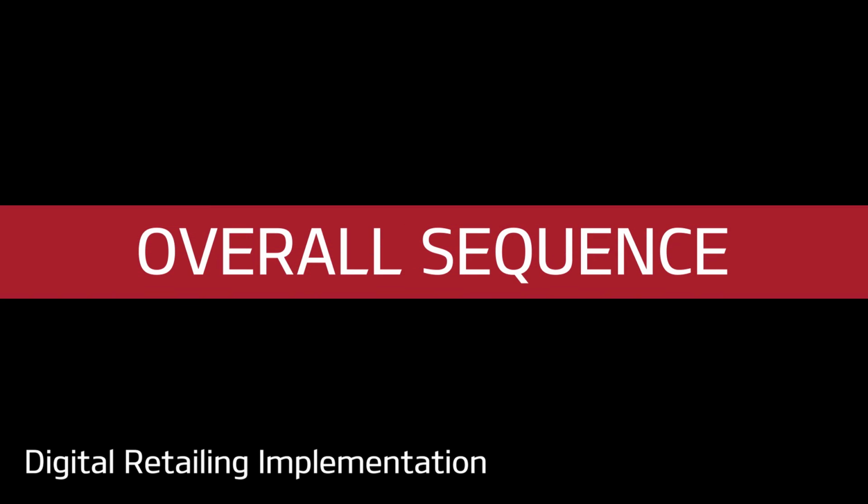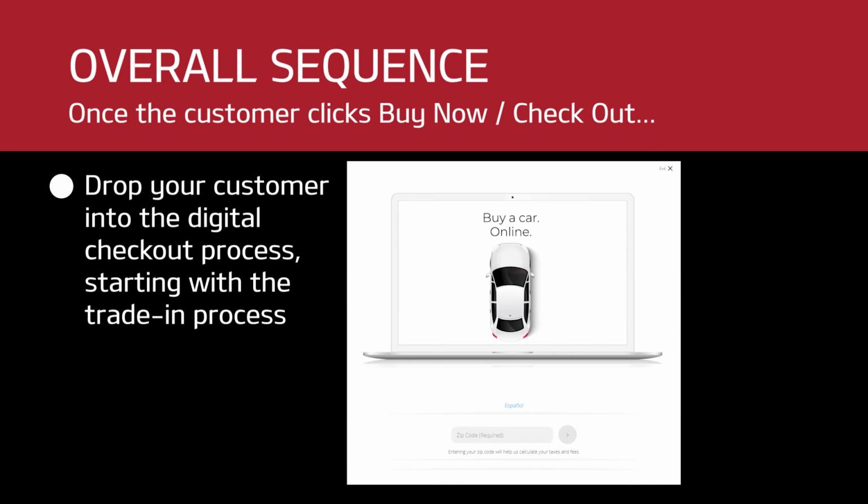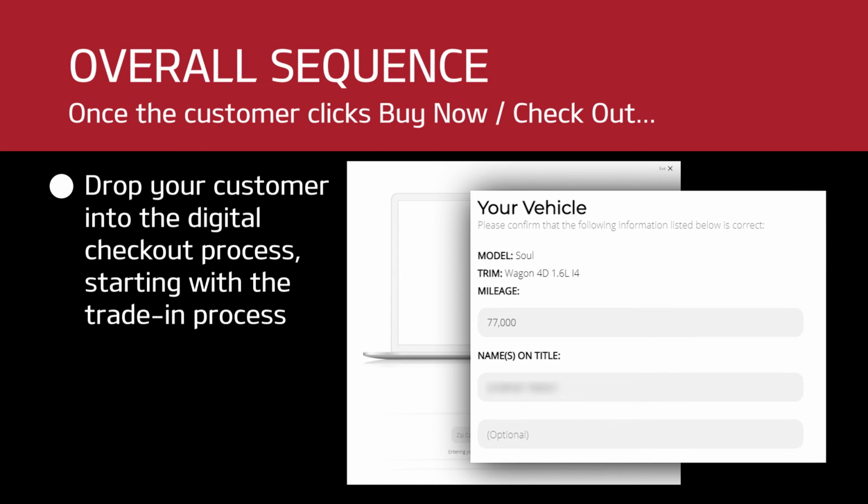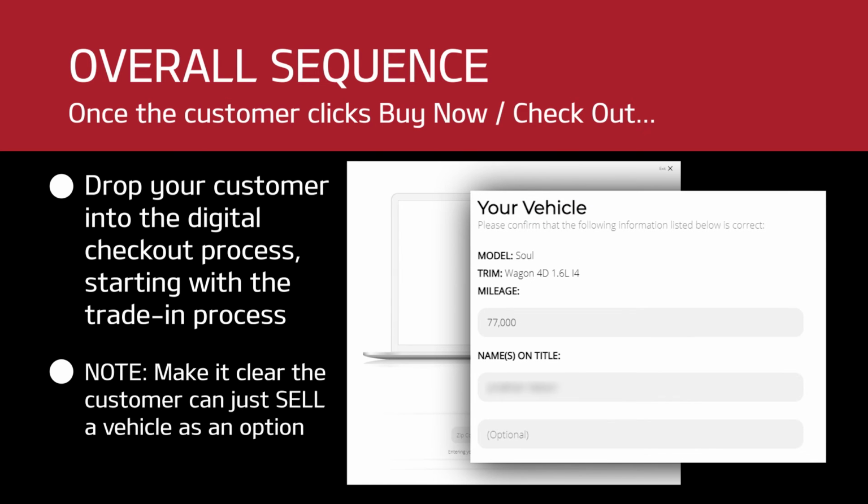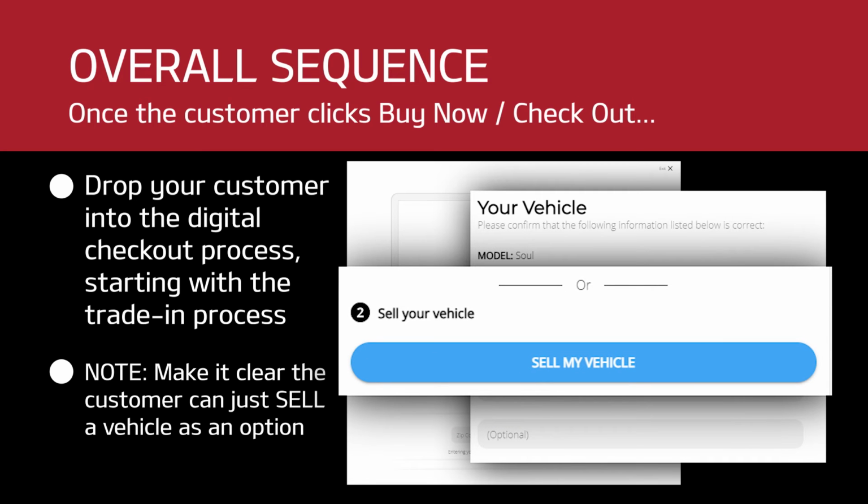Now let's take a look at the overall sequence. Once the customer has clicked Checkout or Buy Now from the SRP or VDP, this shows that the customer is intending to buy. This is a great place to perform the trade-in process as part of digital checkout, and another very important gate. Here's a note: make sure the customer knows that they don't necessarily have to trade in a vehicle. They can simply sell their vehicle to the dealership.